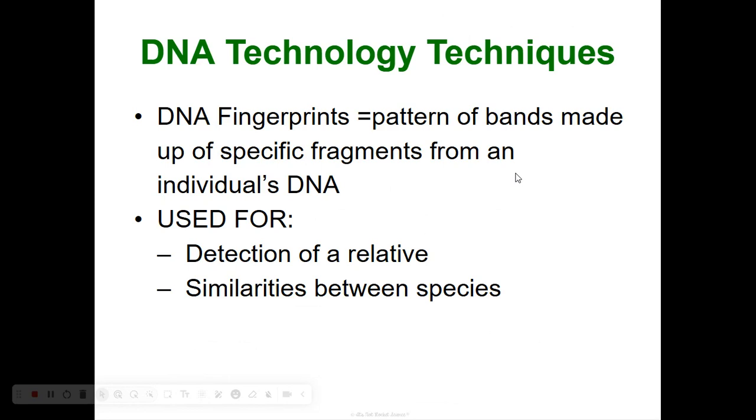Now, another DNA technology technique that we are going to spend some time in class talking about, as well as modeling, is something called DNA fingerprints. Oftentimes, we've heard that everybody's fingerprints are slightly different. Everybody's DNA is slightly different. So when we say DNA fingerprint, we are talking about patterns or bands of specific fragments of DNA, not necessarily someone's actual fingerprint. What we use DNA fingerprints for is to detect maybe relation with people.